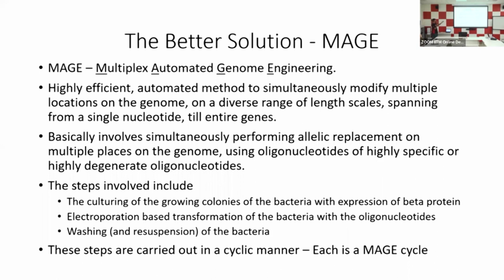The steps involved, so basically how this system works schematically, is that the colonies with whatever phenotype we want are cultured. The beta protein of the lambda phage system is also expressed within these colonies. Then comes electroporation-based transformation of the bacteria with the oligonucleotides. After the bacteria are transformed with the oligonucleotides, there is general washing, and if they are to be preserved, resuspension of the bacteria back to the culturing phase. This is all done in a cyclic manner, and each cycle is called a MAGE cycle in this presentation.